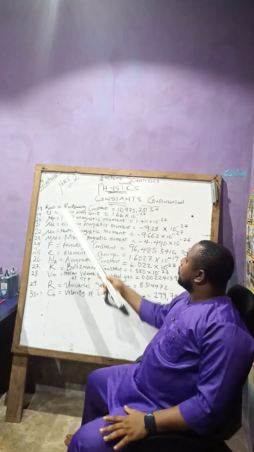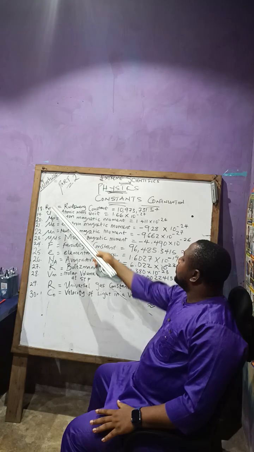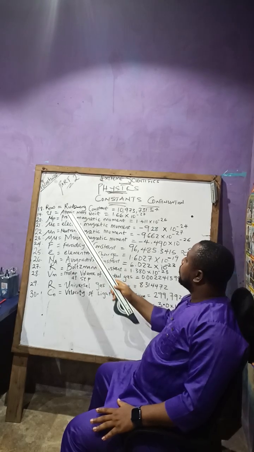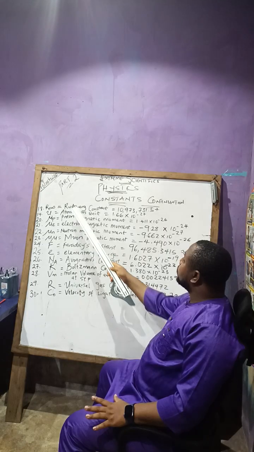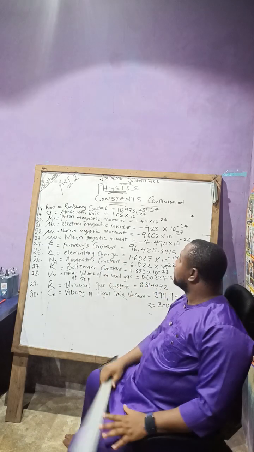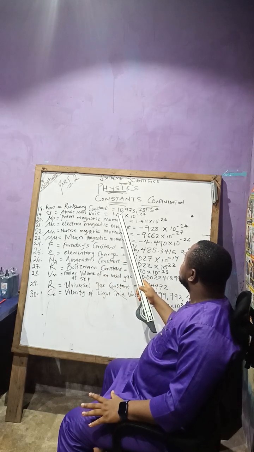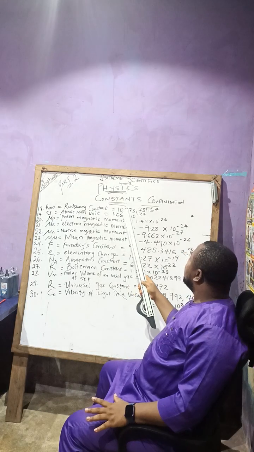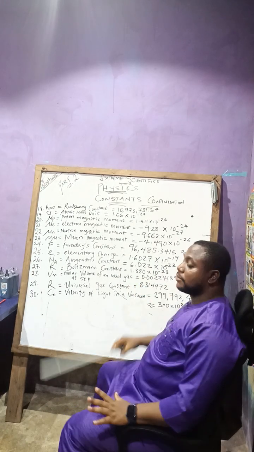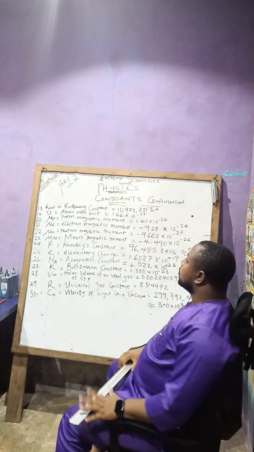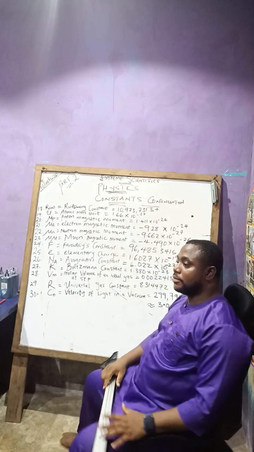Good. So uppercase R infinity, we have the Rydberg constant. Rydberg constant again. 10 million, 973,000, 731.57. Rydberg constant.